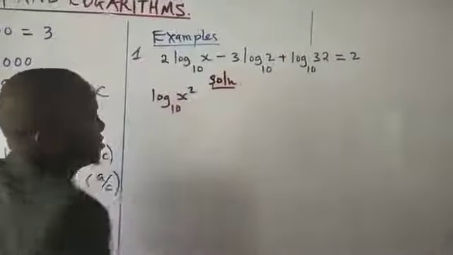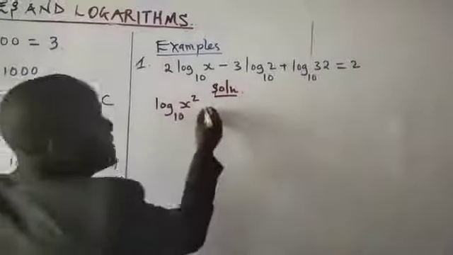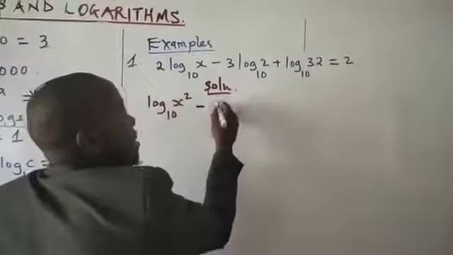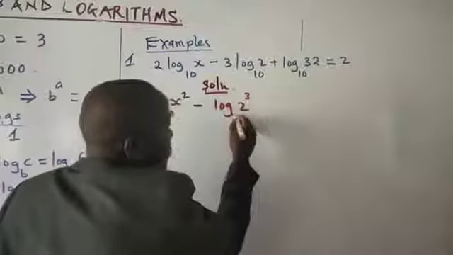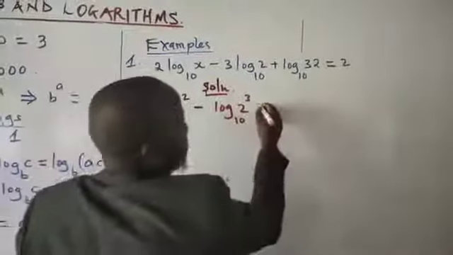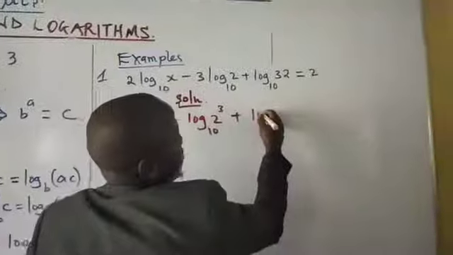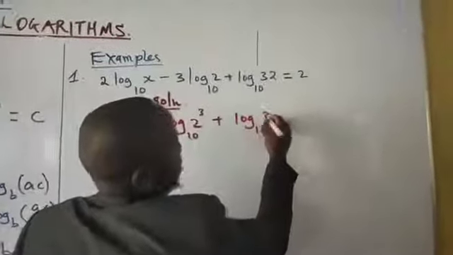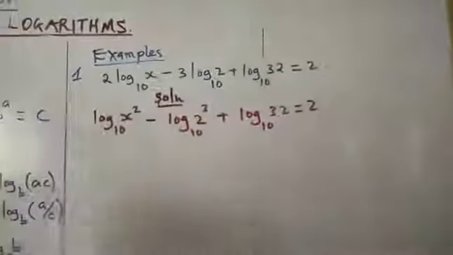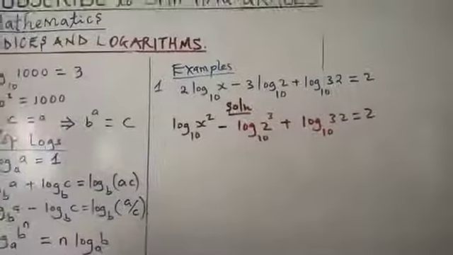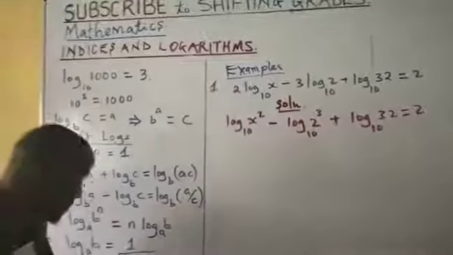So this becomes log of x squared minus, the same law is applied here, the logarithm of 2 but now power 3, base 10, plus the logarithm to base 10 of 32 is equal to 2. I'll give the other law which will be applied now in this case.